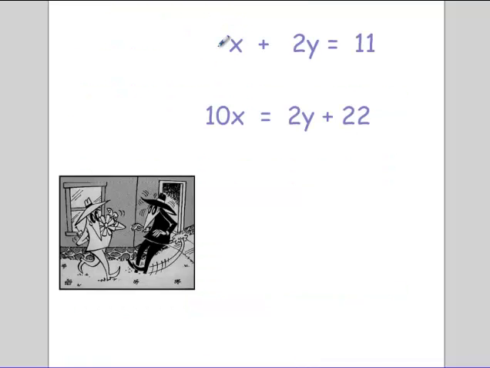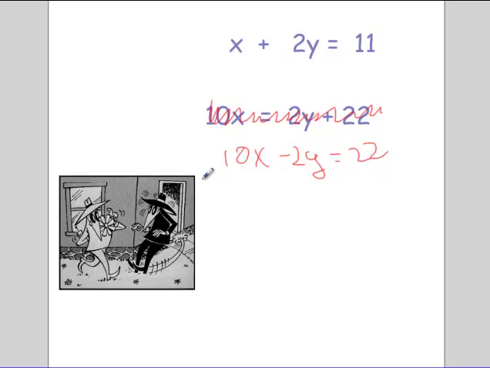Here's one where you've got to line things up. Now they're not in any particular form. This one in here is in standard linear form, but this equation, it's not in any form whatsoever. All right, so I could, in this equation, subtract 2y from both sides, so it becomes 10x minus 2y equals 22. So let's pretend that's not there now.